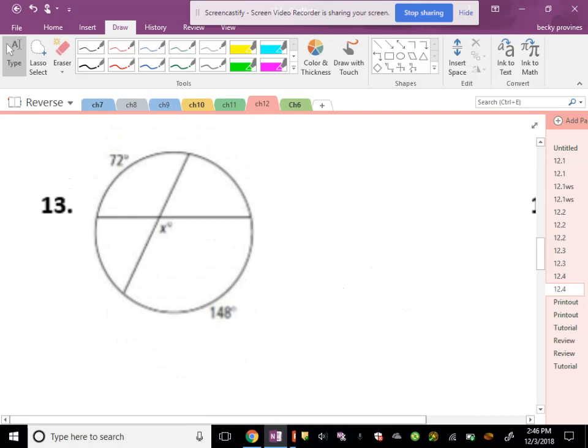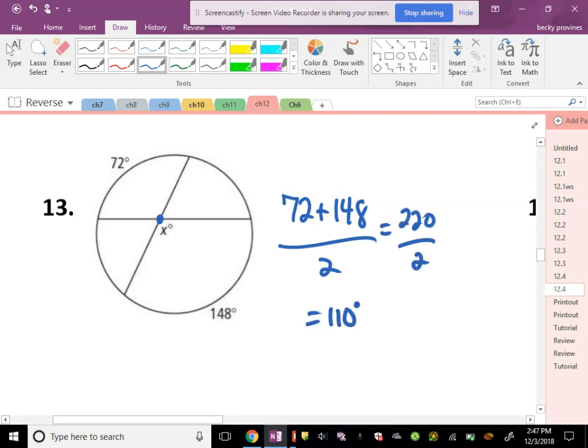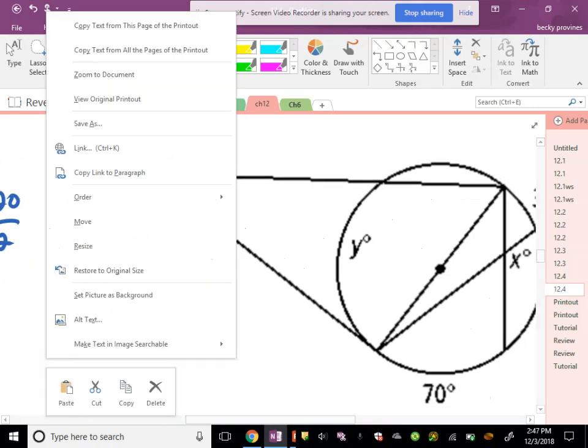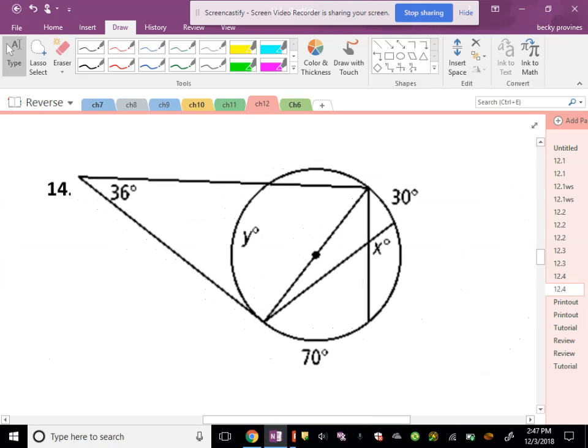All right, moment of truth. Are you adding or are you subtracting? You're inside the group. So hopefully you're saying you're adding. So 72 plus 148 is 220. And if I divide, I get 110 for my x. And we have this gross one. Let me get my bearings here.